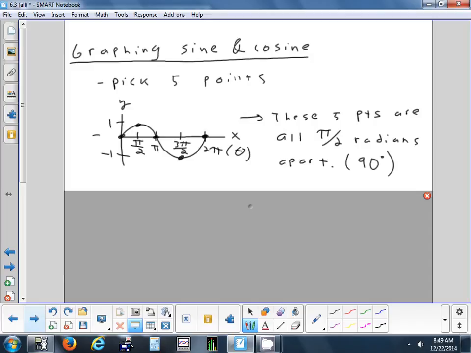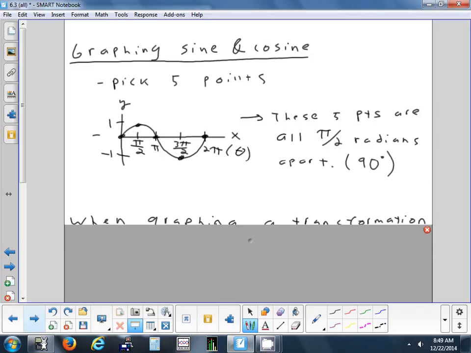If you decided to compress it a little bit, then these points may not all be pi over 2 radians or 90 degrees apart. They might all be 45 degrees apart. Or you may stretch it and make each point 180 degrees apart. We're not going to really look at how far apart they are, we're just going to look at how we find them. Anytime you do a transformation, you always want to start with the original table. This is your original table for sine. If you don't know where your function is starting, you can't figure out where it's going to go.